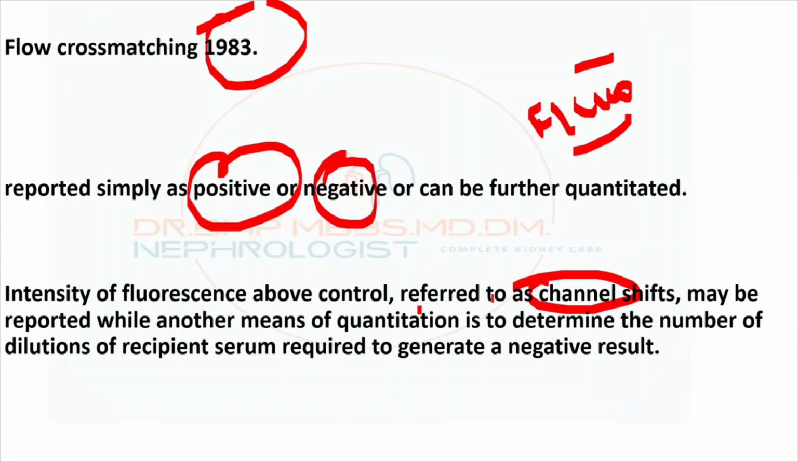Once you understand this in simple terms, then you can jump into the details of flow cytometry, the channel shift and all. The quantification can be done based on the serial dilution of the antibody, at what dilution the reaction is occurring. These are just for quantification, to see how much it is reacting. But in simple terms, you can just say positive or negative. So that's all.